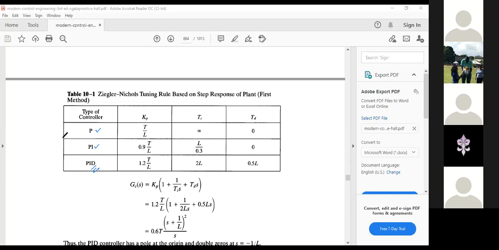Now, if you notice the example that I started with, when you just had position, all you needed was a proportional controller. When you had a rate to control, then what you needed was a PI controller. And then when you had to add noise, then you have a PID controller.